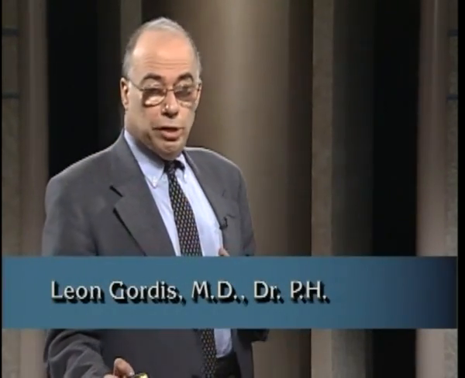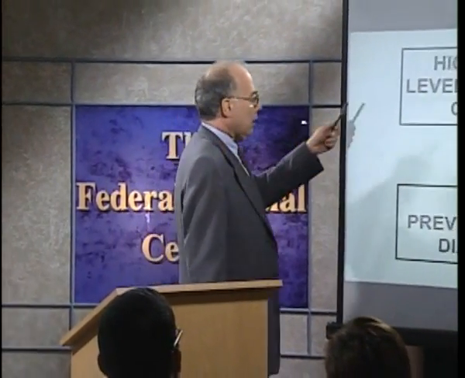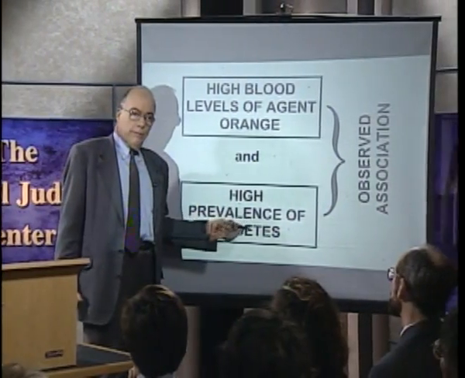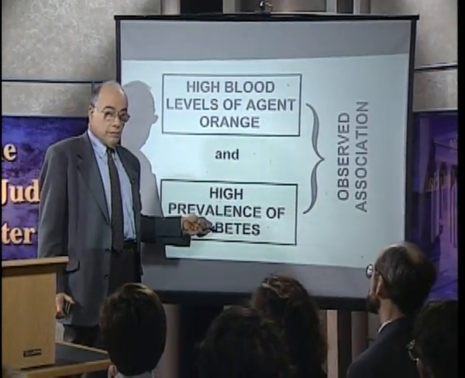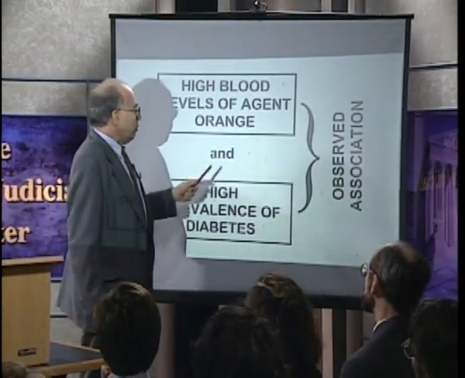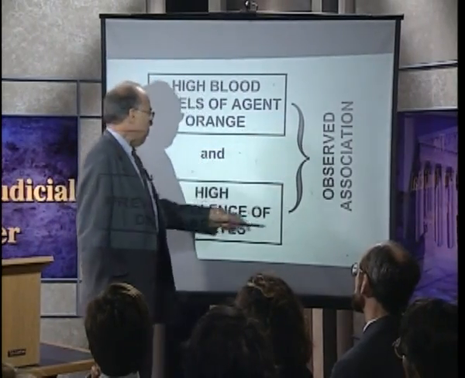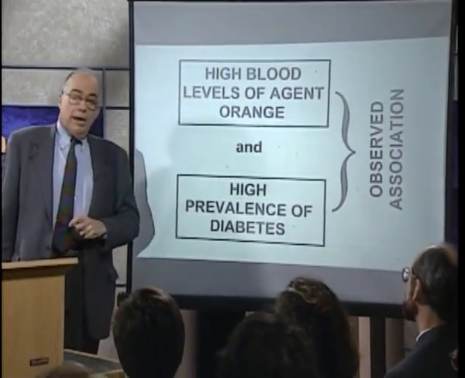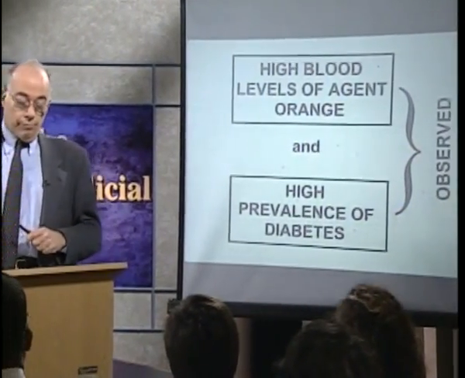Finally, I want to show you a more recent example of a study that appeared within the past few months that raised the question of whether high blood levels of Agent Orange are associated with a high prevalence of diabetes in adults. The authors reported an observed association of increased blood levels of Agent Orange and prevalence of diabetes.